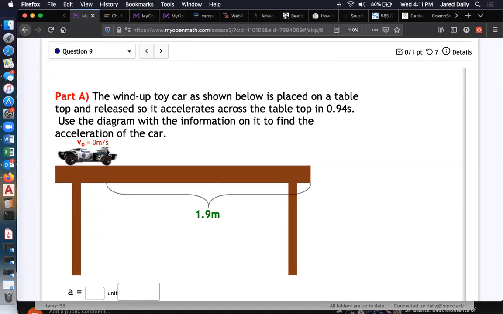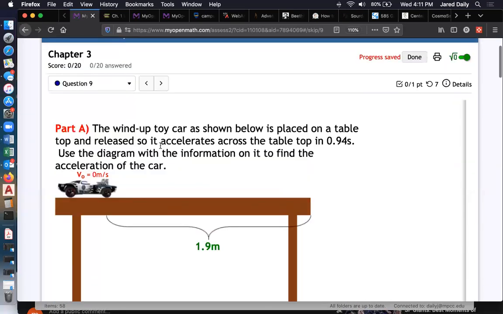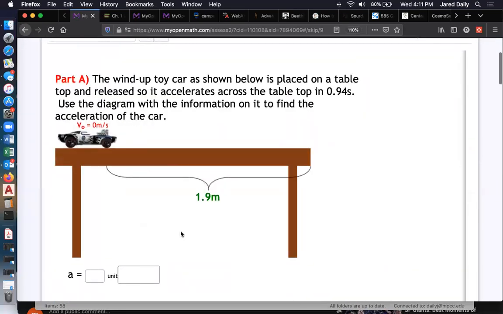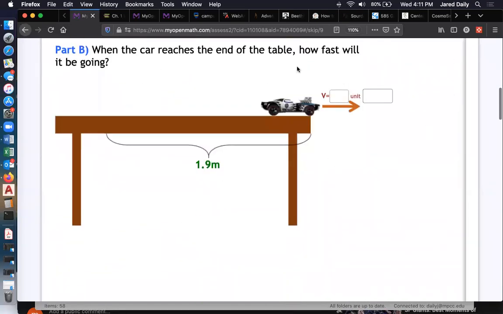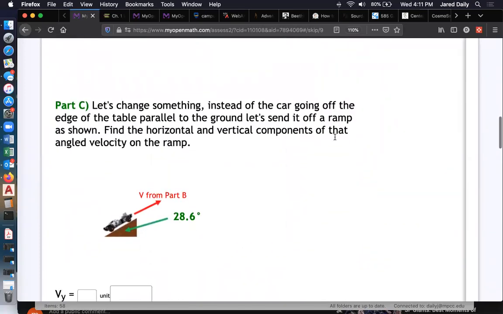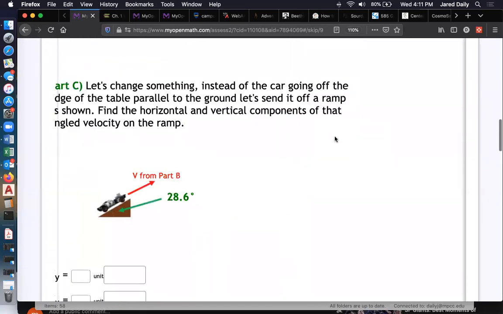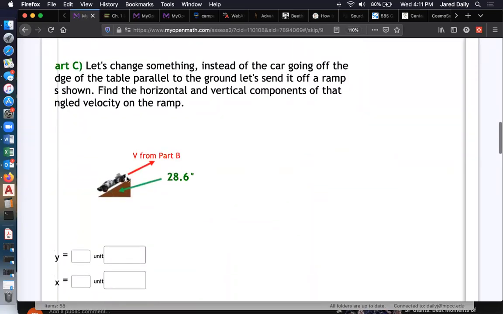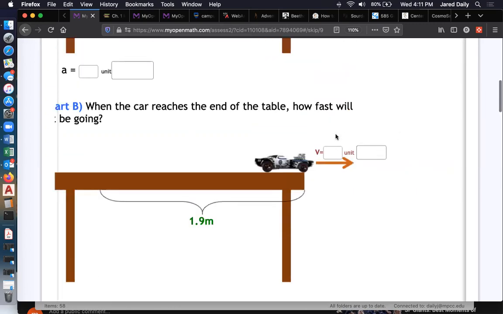So you have to use kinematic equations in the x direction to calculate how fast it's going by the time it gets to the end of the table. So first of all, you're calculating the acceleration from a kinematic equation. Then you're going to calculate the velocity at the end of the table. Then you're going to calculate the time that it takes. Then they're going to say we're going to put a ramp on the end of the table. So now it's going to be going this velocity here in this part B.